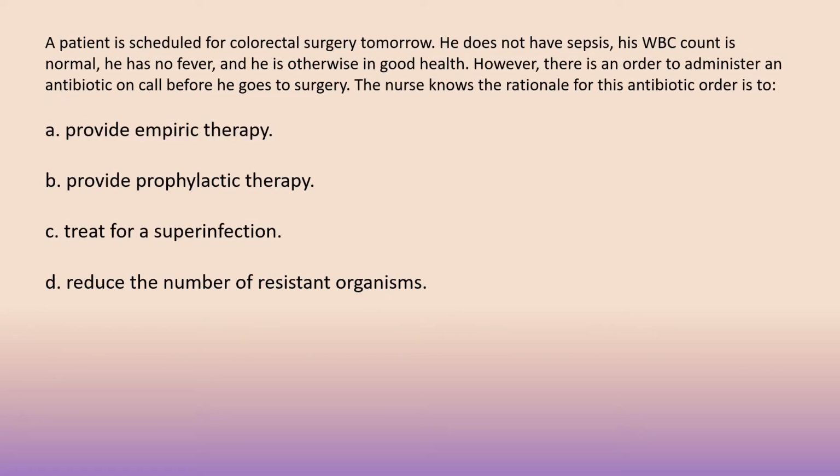A patient is scheduled for colorectal surgery tomorrow. He does not have sepsis, his WBC count is normal, he has no fever, and he is otherwise in good health. However, there is an order to administer an antibiotic on call before he goes to surgery. The nurse knows the rationale for this antibiotic order is to: A. Provide empiric therapy. B. Provide prophylactic therapy. C. Treat for a superinfection. D. Reduce the number of resistant organisms.